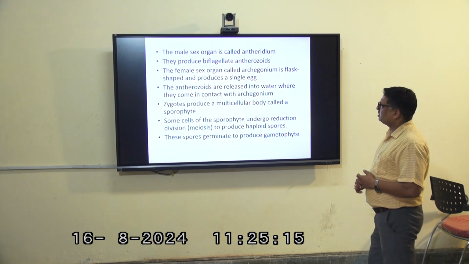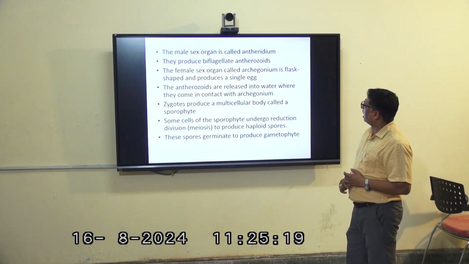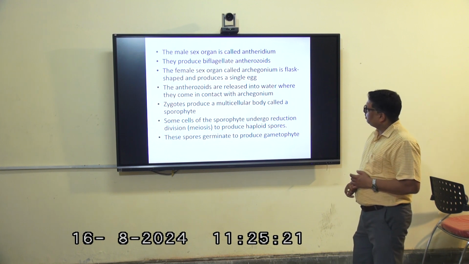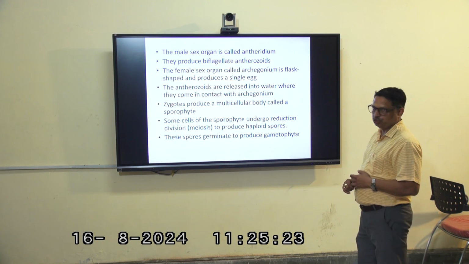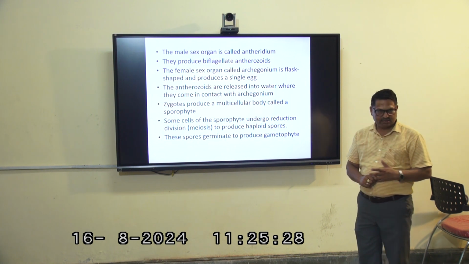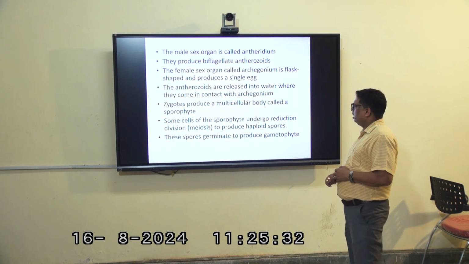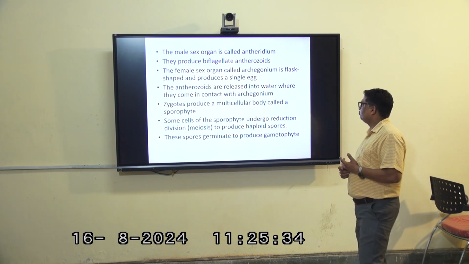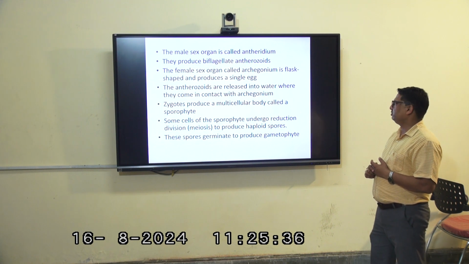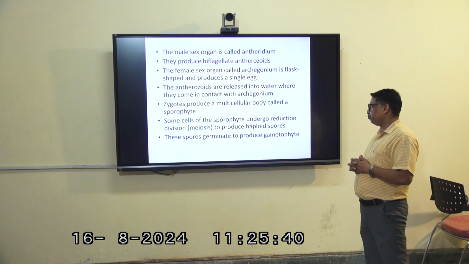Most importantly, in this category of plants, the male sex organ is called the antheridium, and it produces biflagellate antherozoids. The female sex organ, the archegonium, is a flask-shaped structure and produces a single egg. The antherozoids are released into water where they come in contact with the archegonium. The zygote produces a multicellular body, the sporophyte.